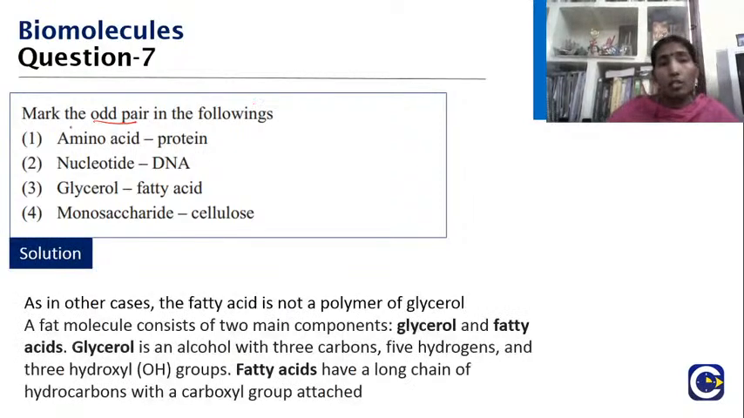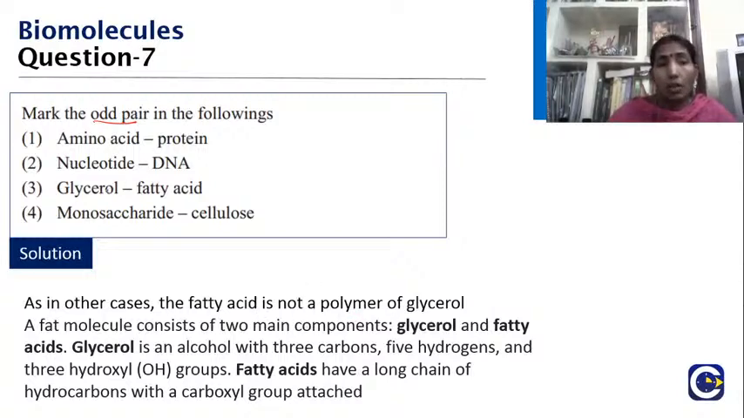Why is that? Because here all the polymers we are making up. When you take a monosaccharide, it is a polymer of cellulose. The amino acid is a polymer of protein, but the fatty acid is not a polymer of glycerol, because when you take a fat molecule, you will have two main components. One is the glycerol, another one is the fatty acid. So they are not the polymers actually.